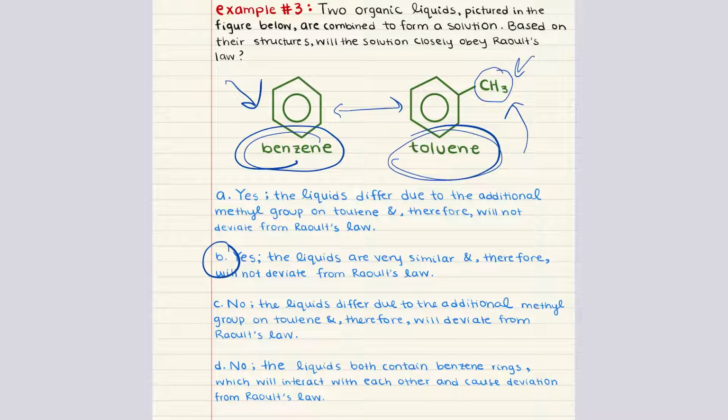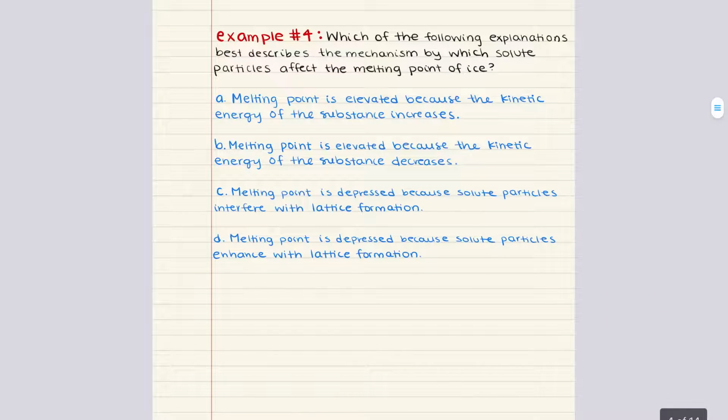Remember, the liquids are very similar in structure here, so they're likely to obey Raoult's law. They are both organic aromatic hydrocarbons. They have very similar properties. They're both nonpolar and almost exactly the same size. So answer choice B makes the most sense. Awesome, let's tackle problem 4 next.